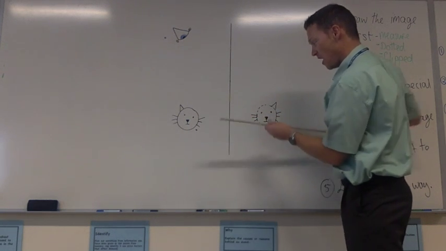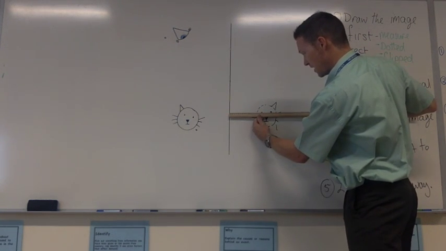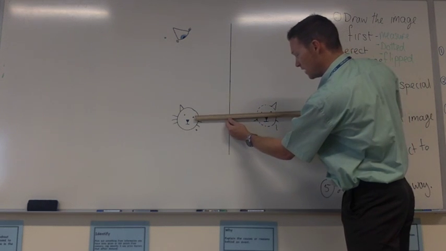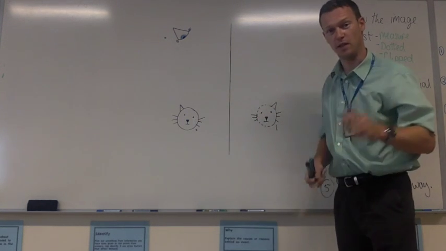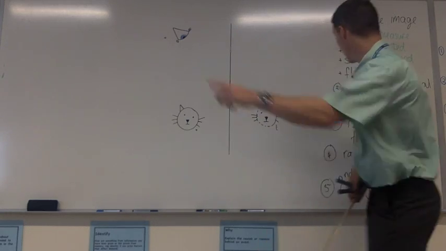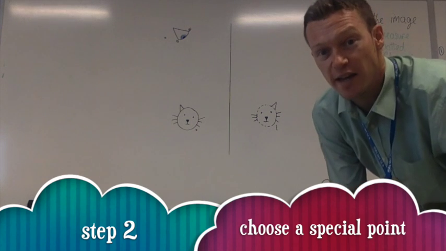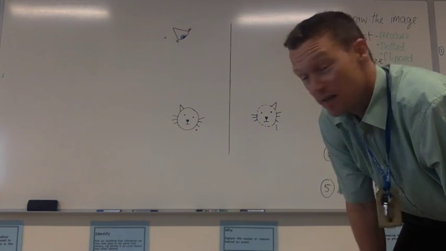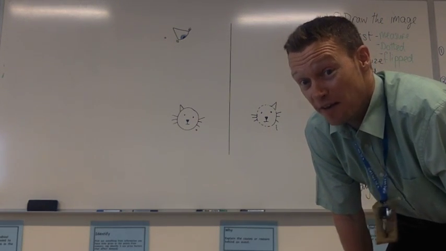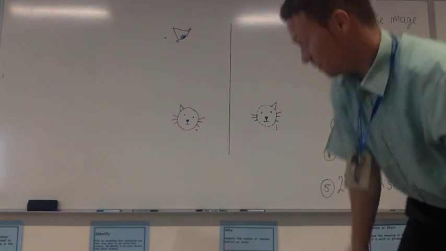So measure from this eye to the mirror, it's 18 centimetres. The opposite eye on the same side is 18 centimetres as well. So it all fits. The next step, if I look at my list, is choose a special point. Now obviously the cat's eyes are a special point, but the cat's ears are more fun. So I'm going to choose the ear as the first special point.